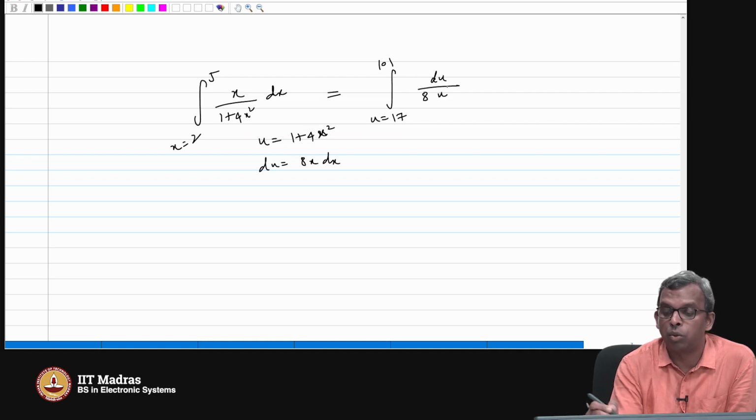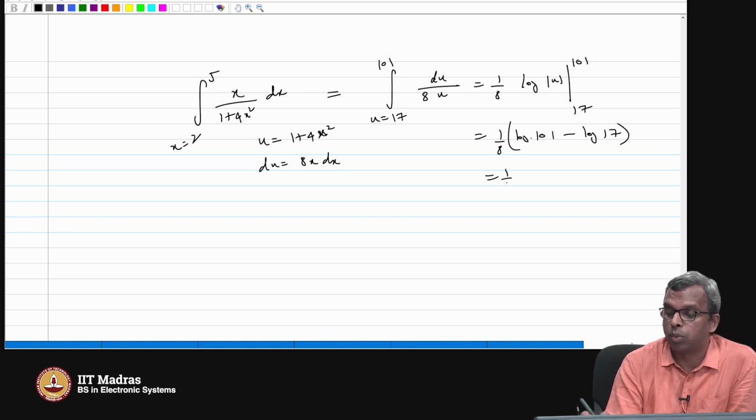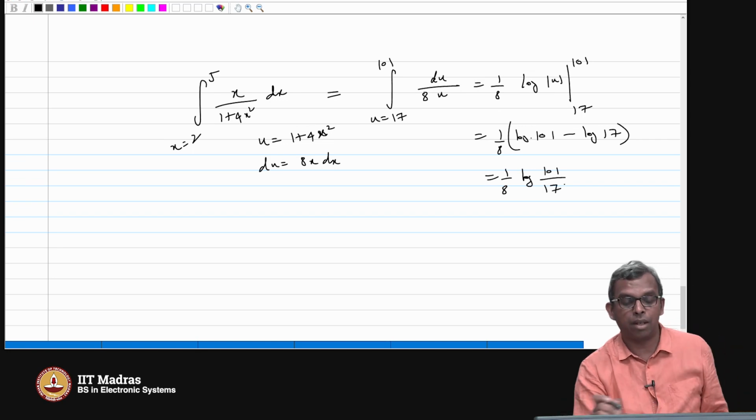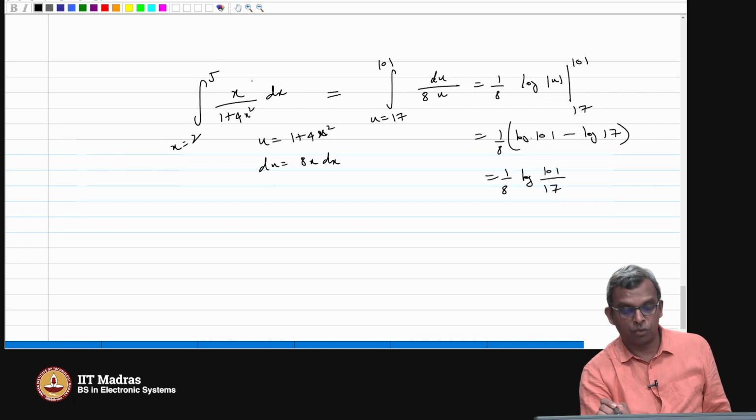Okay, now you have du by u, so this is 1 by 8 log mod u between 17 and 101, and this mod is not needed, because everything is positive here. So 1 by 8 times log 101 minus log 17. So you can also write it as 1 by 8 log 101 by 17. Okay, so easy enough, and you notice how this x by 1 plus 4 x squared we couldn't do before. Because of log being there, you're able to find the antiderivative for x by 1 plus 4 x squared.